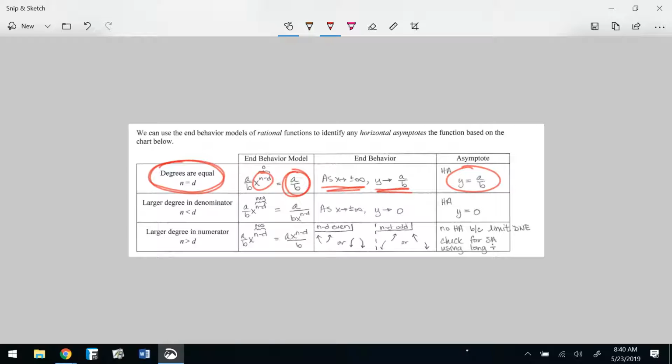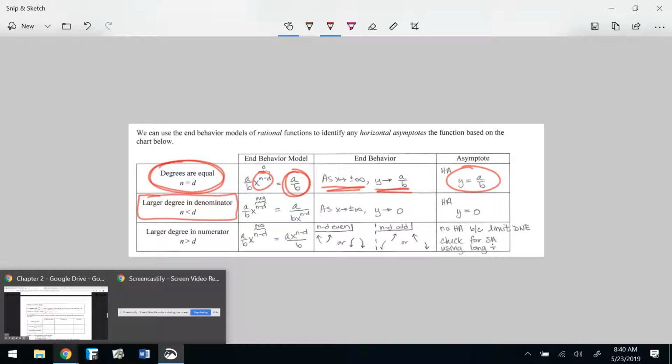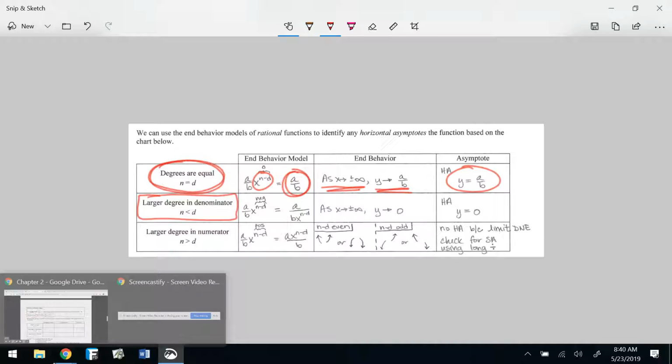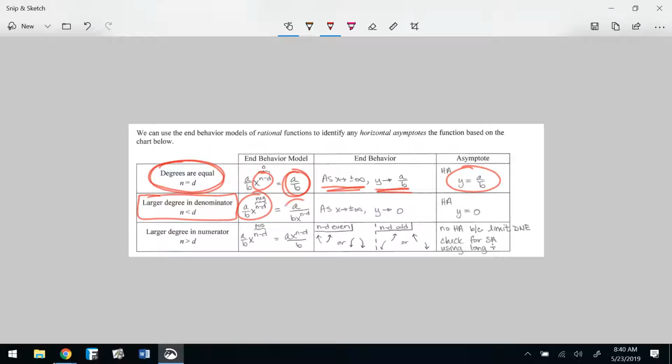Okay? Now, let's say the larger degree is in the denominator. If the larger degree is in the denominator and we did some math, you get something like that. The idea is if you put a negative or positive infinity into the bottom, you get a divided by something really big. Whenever that happens, y is going to go to 0. So yes, we say there is a horizontal asymptote at y equals 0, and the end behavior model also goes to 0.